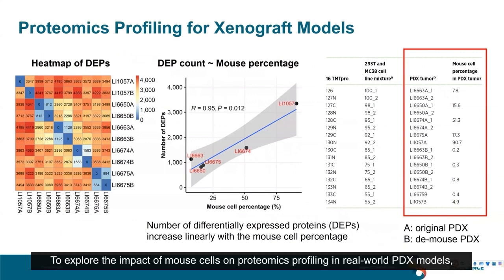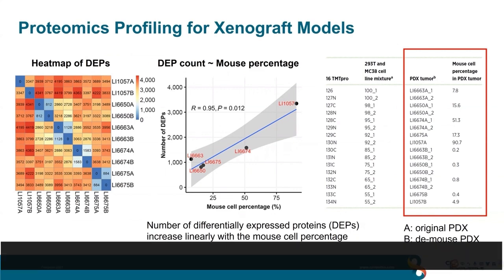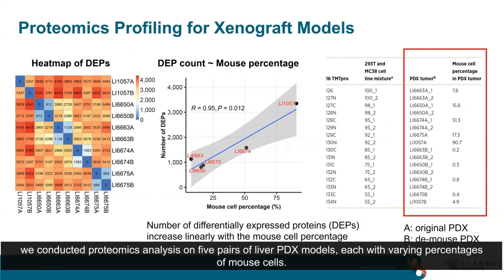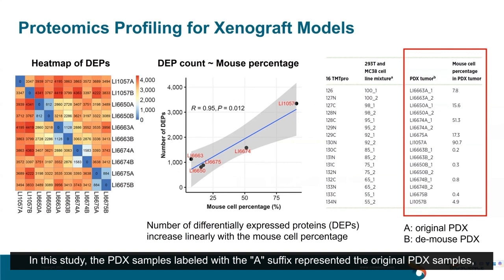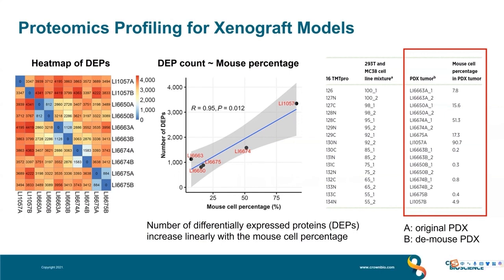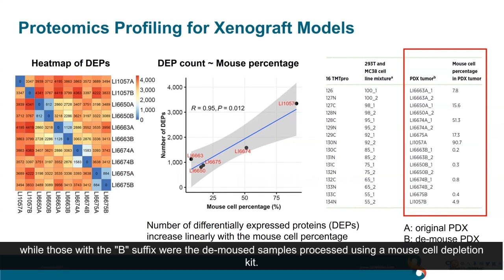To explore the impact of mouse cells on proteomics profiling in real-world PDX models, we conducted proteomics analysis on 5 pairs of liver PDX models, each with varying percentages of mouse cells. In this study, the PDX samples labeled with the A suffix represented the original PDX samples, while those with the B suffix were the demoused samples processed using a mouse cell depletion kit.